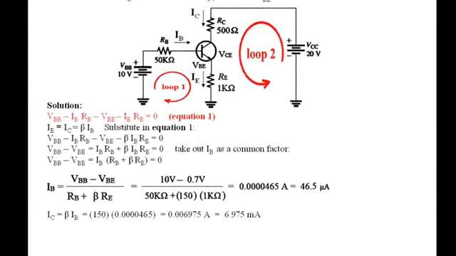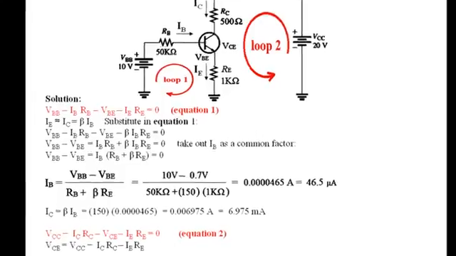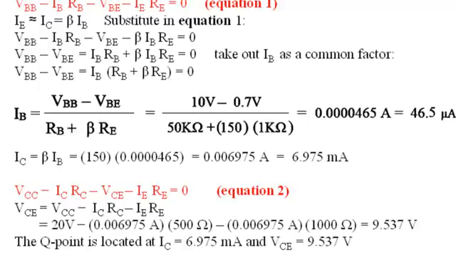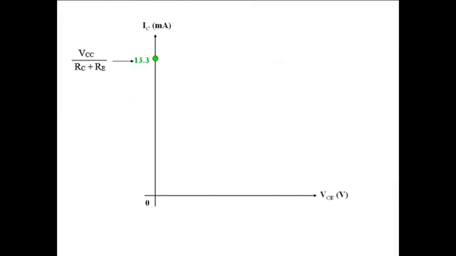Now we apply Kirchhoff's voltage law to loop 2 and we get equation 2. And by rearranging the equation, we get VCE, which equals 9.537 volts. The Q point is located at IC equals 6.975 milliamperes and VCE equals 9.537 volts. The saturation point is located at VCC over RC plus RE.